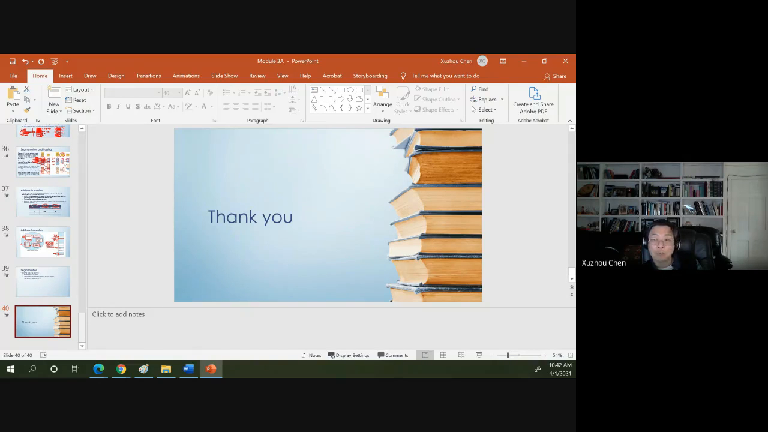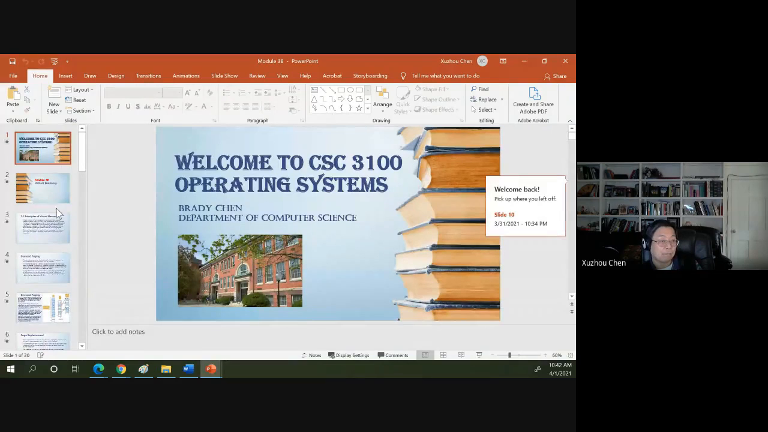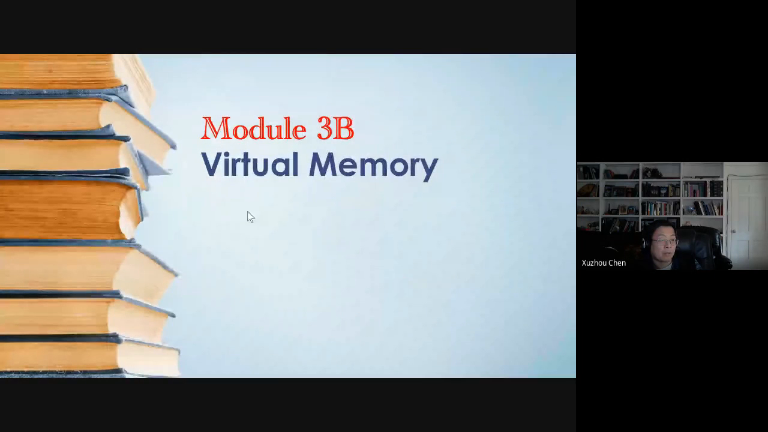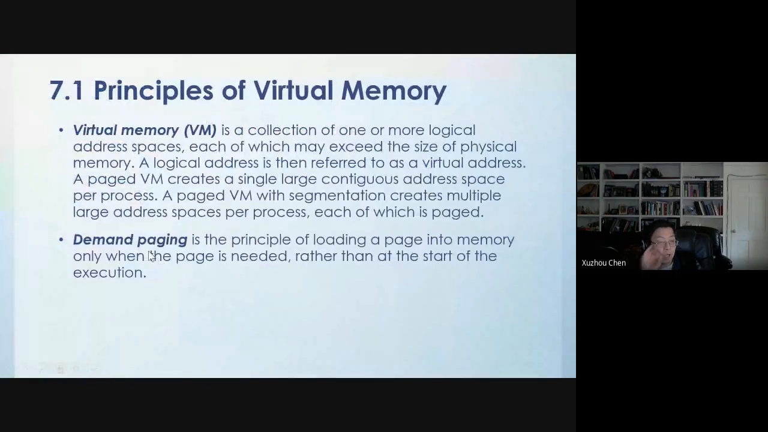The next topic we're going to talk about is something called demand paging. I don't think I have time to start this topic, but it's called virtual memory, and in particular we're going to talk about demand paging. The virtual memory is the collection of one or more logical address spaces, each of which may exceed the size of physical memory.